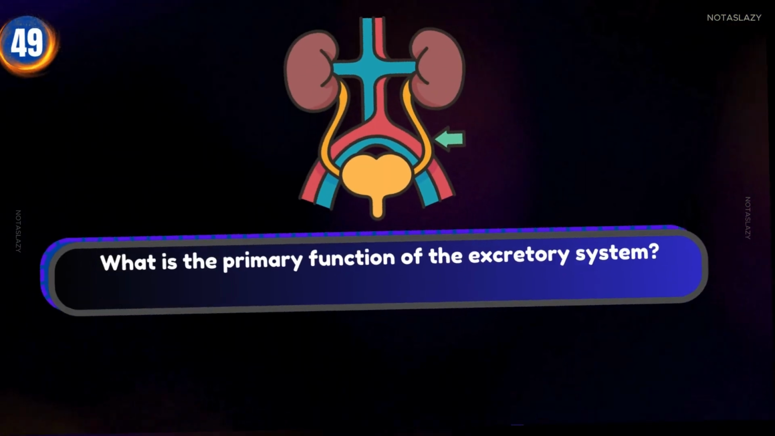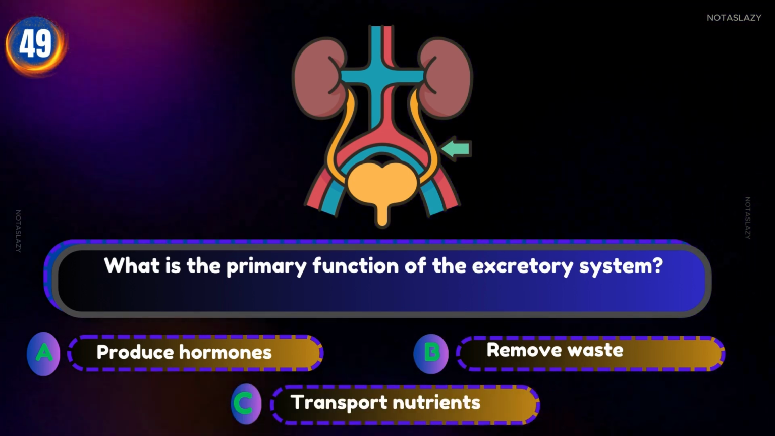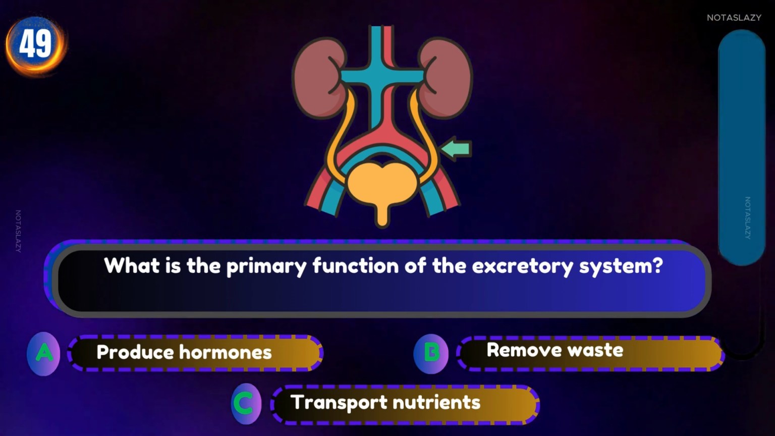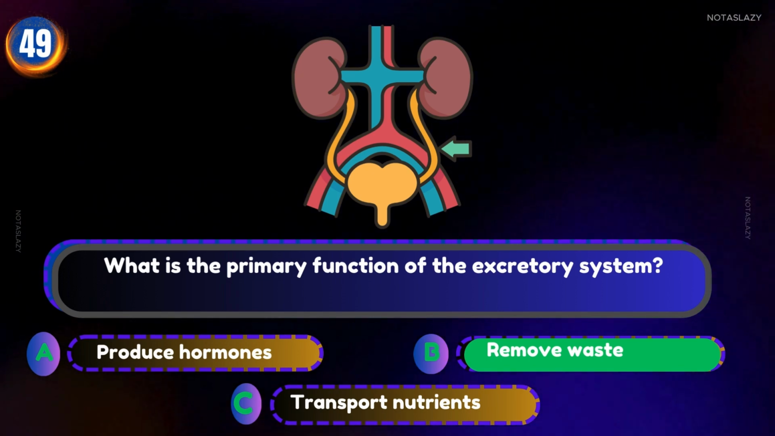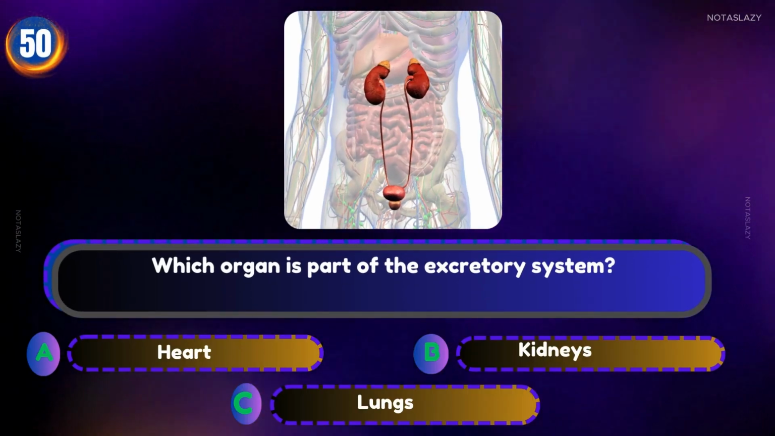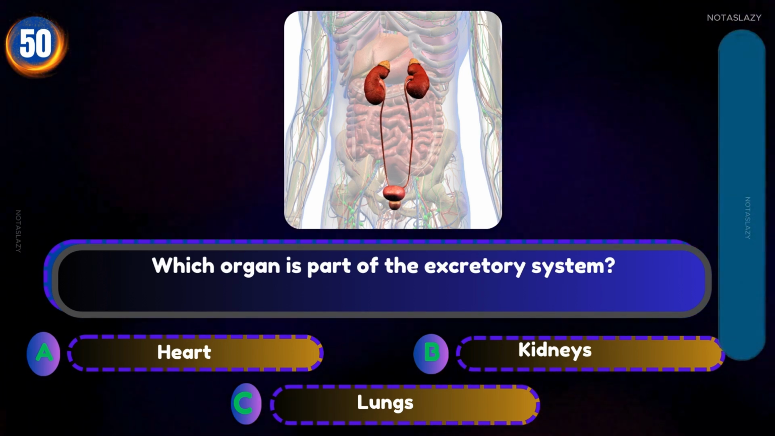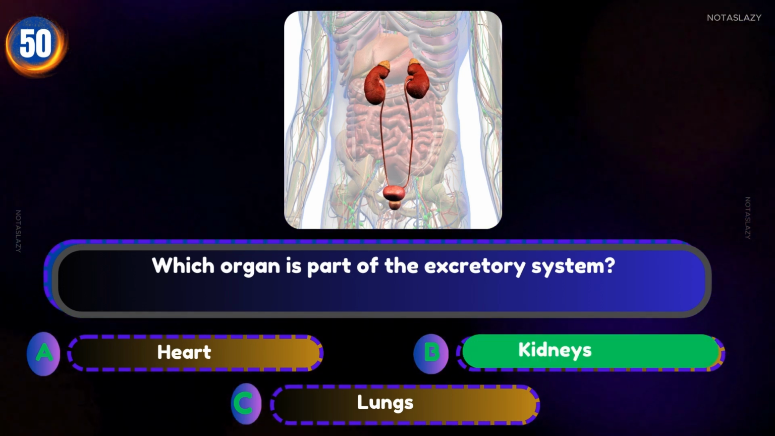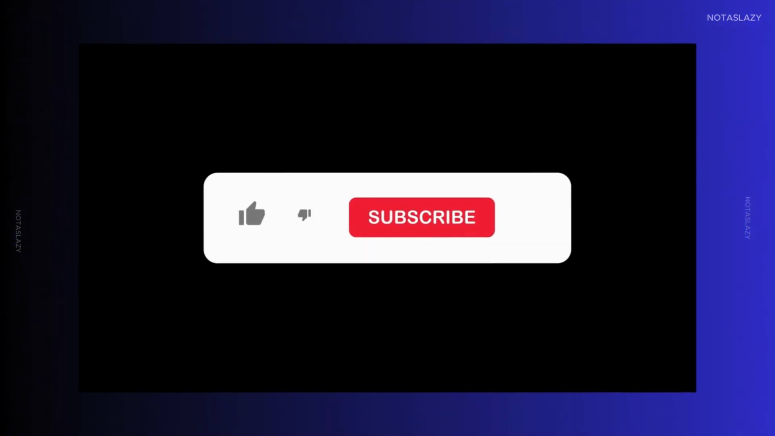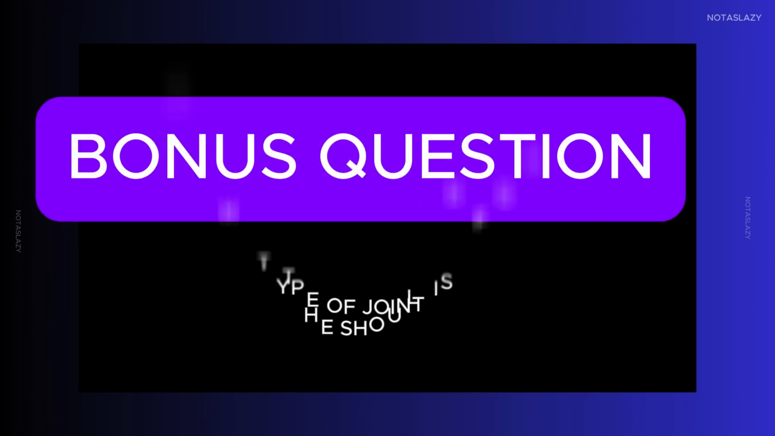Temporal lobe. What is the primary function of the excretory system? Remove waste. Which organ is part of the excretory system? Kidneys. What type of joint is found in the hip? Ball and socket. Which type of joint is found in the shoulder?